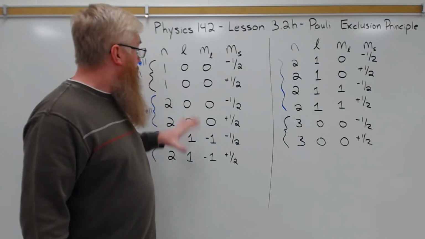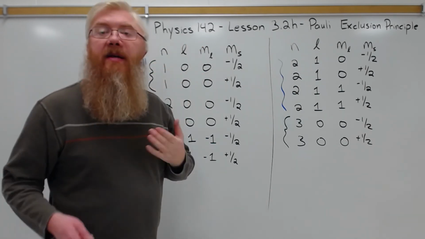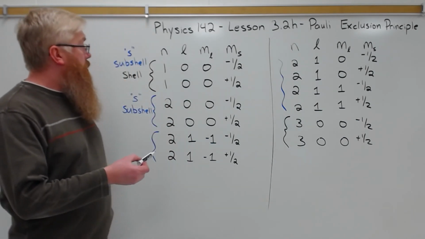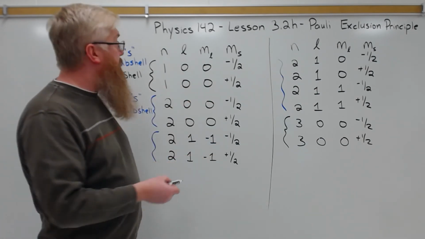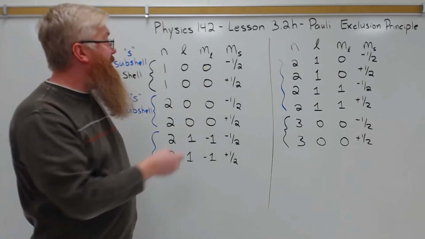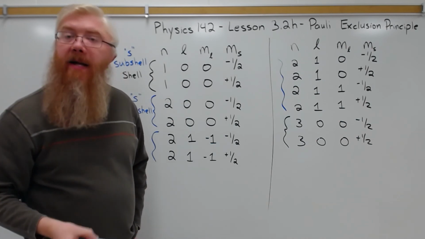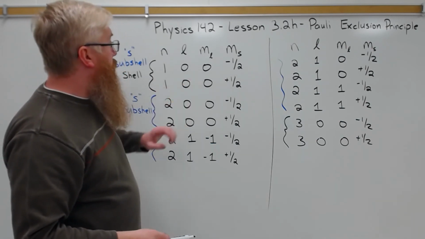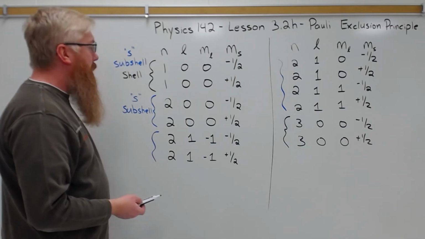So each electron, you can see, has a unique address given the constraints we had earlier, where n can go from 1 to as big as it wants. L has to go from 0 to n minus 1. M sub L goes from minus L to plus L, and M sub S is either minus 1/2 or plus 1/2.